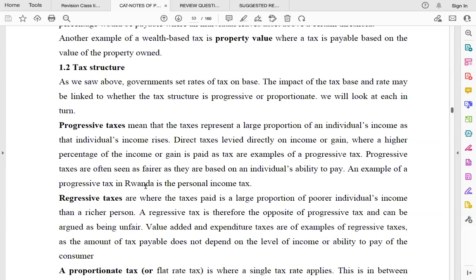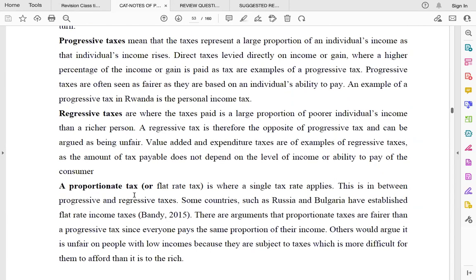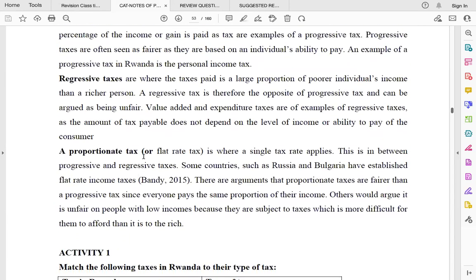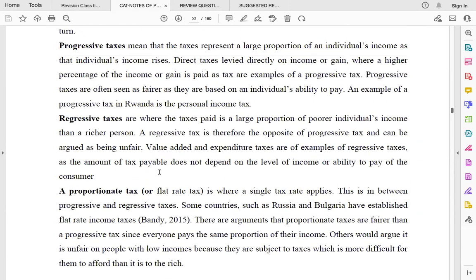An example of a progressive tax is pay as you earn. The personal income tax, pay as you earn. Pay as you earn is a progressive tax.